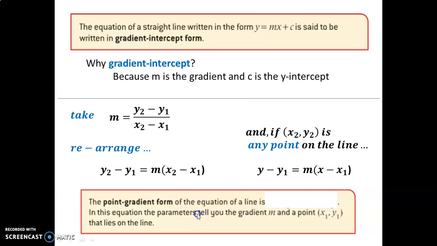This form is known as point gradient form because we have the gradient here and we have one point here. x1, y1 is one point. So that's called point gradient form. In this equation, the parameters tell you a gradient and a point that lies on the line. And again, y and x represents any point, and we just keep the y and x as they are. It represents any point on the line. Okay, so just to recap, that's gradient intercept form, and this is point gradient form.